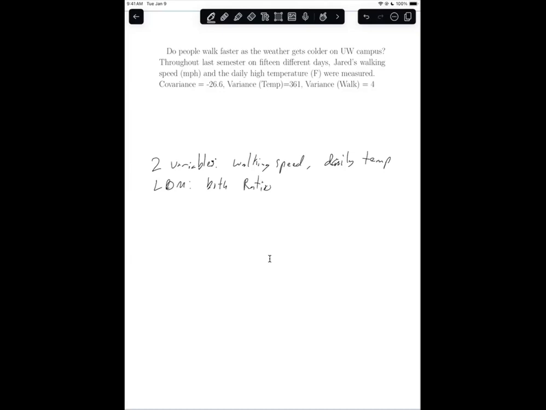Now, this one's a little tricky. There is only one sample in this case. And initially, you might think Jared is the one sample, but what is actually being measured is the walking speed and daily temperature not on Jared per se, but on the 15 different days. So the 15 days is what gets us to a different walking speed and a different daily high temperature. So we have one sample, two variables. Both of those variables have ratio level of measurement. This is why the test situation is correlation.